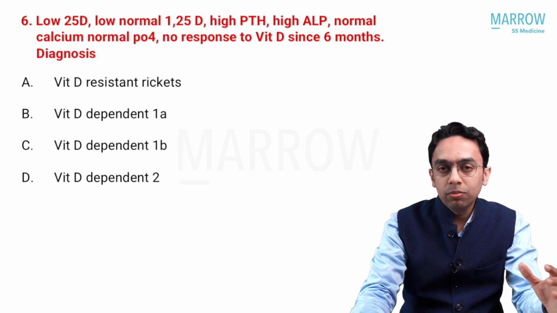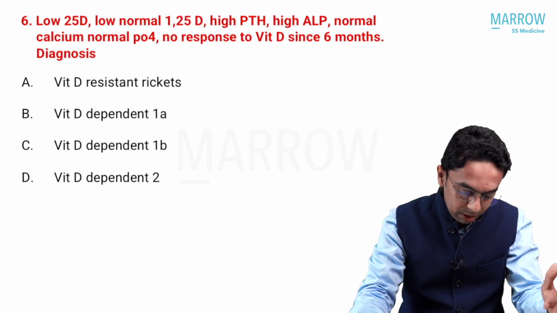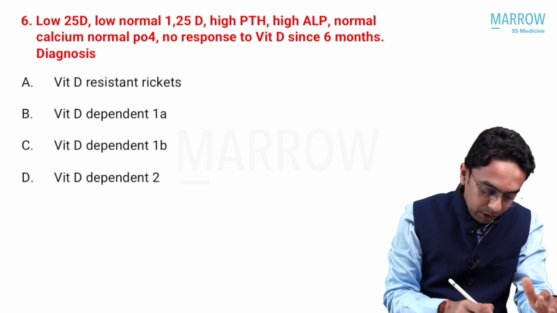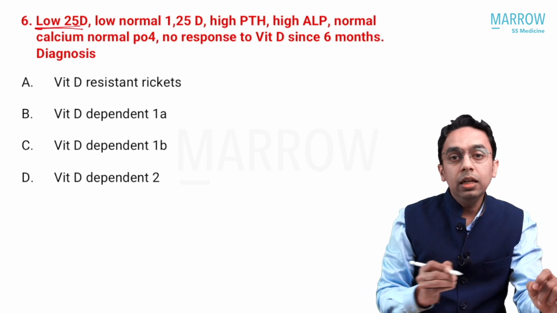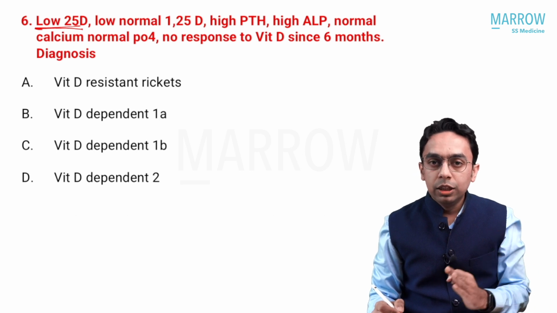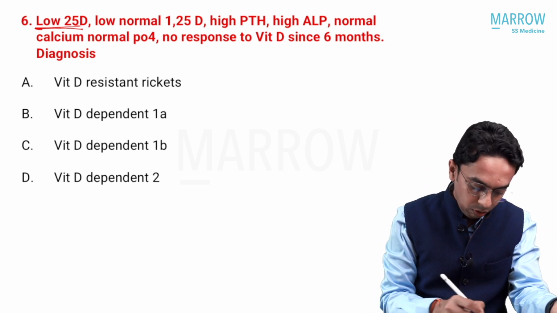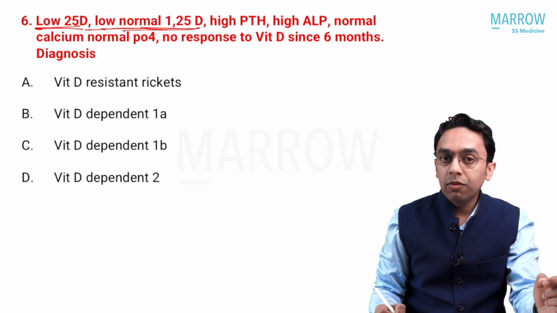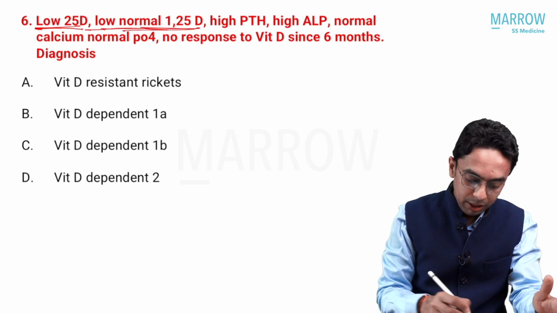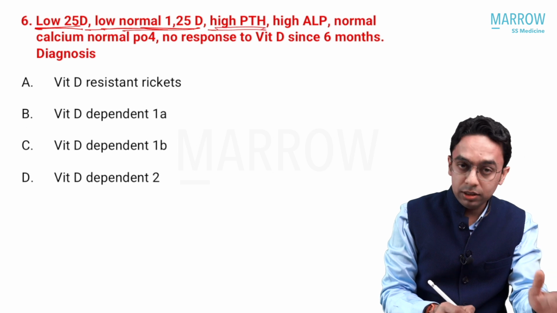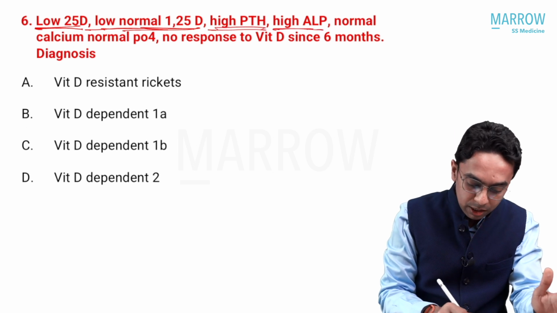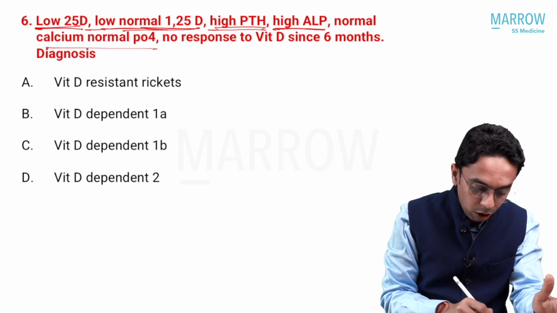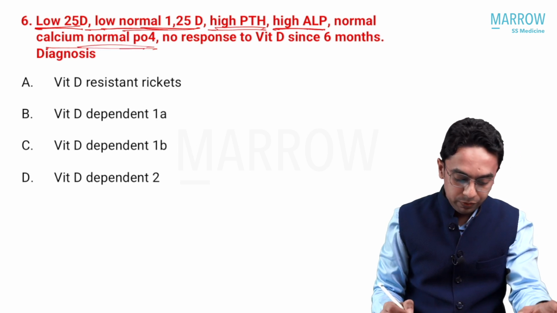Okay, so here, first let's solve step by step. We have here low vitamin D. It can be anything, nutritional, right, or something. Then low normal 125 vitamin D is still, it can be anything. High PTH is still, it can be anything. High ALP, it can be anything. Then normal calcium and normal phosphate.